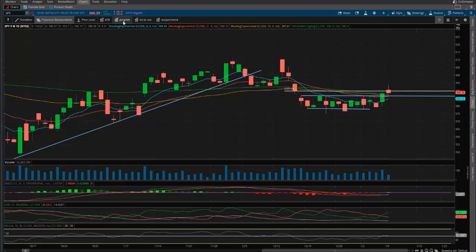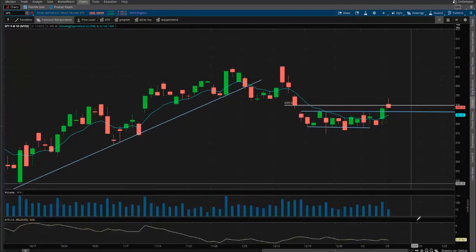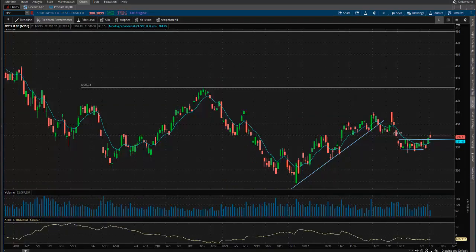Still pretty volatile. I have an ATR chart, average true range, which shows the day-to-day move. It's coming down a little bit. Back in May it was up to about 10.6 on a given move over any 14-day period. It's now sitting down at 6.8. I like it down here, but it's still pretty volatile for where it is.